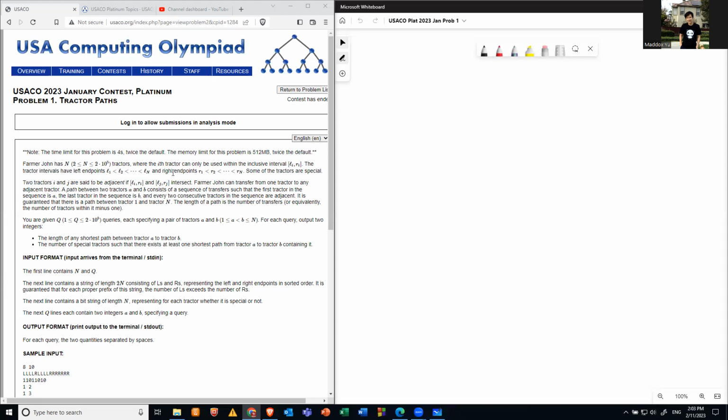There are no two intervals where one completely overlaps the other. Two tractors are adjacent if they intersect. If two tractors are adjacent, then you can go from one tractor to another. So there is a path from the first tractor to the last tractor, and there's a minimum number of jumps. The shortest path is the minimum number of tractors.